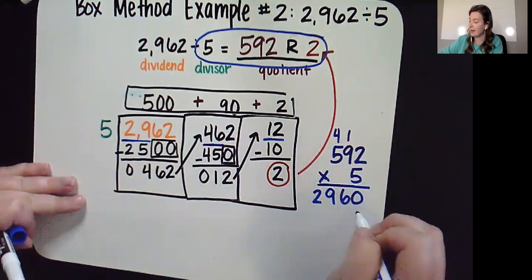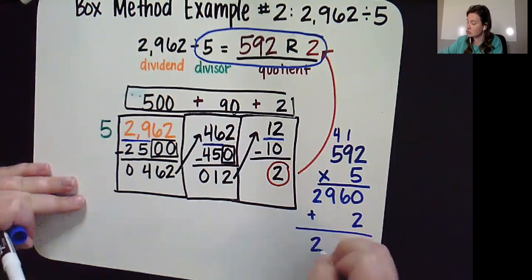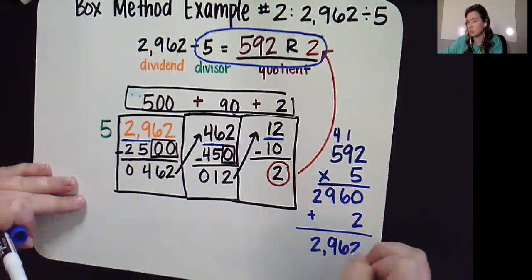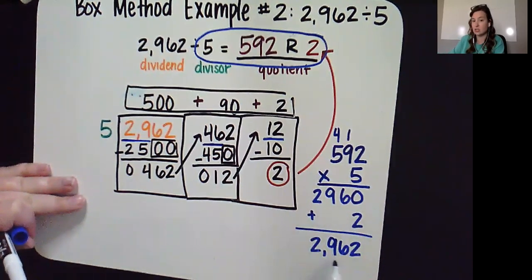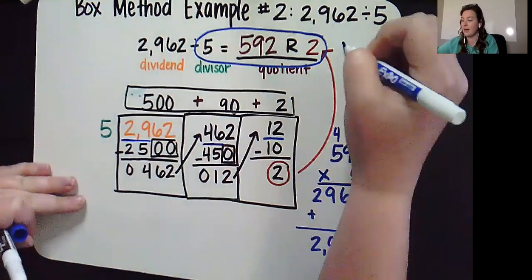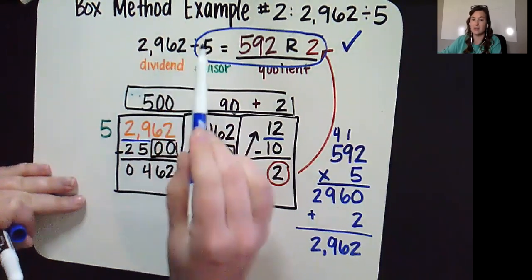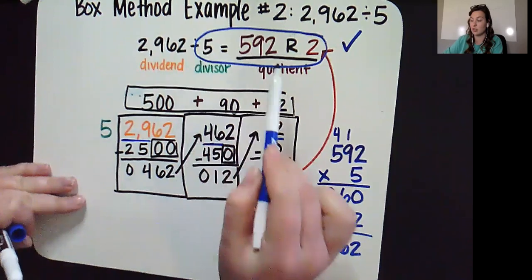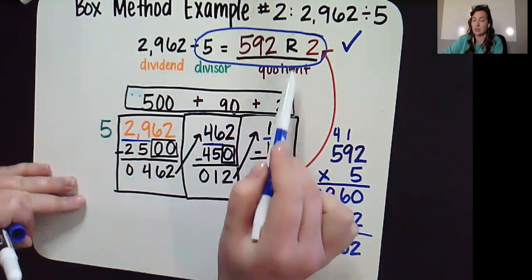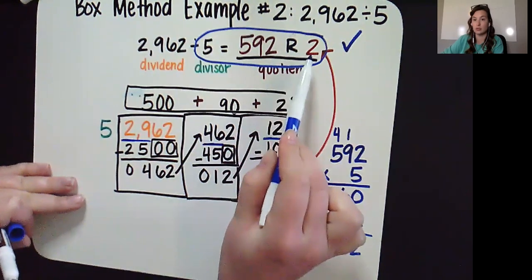And now I'm going to add my 2 in. That was my remainder. And I get 2,962. This should match our dividend, and it does. So I know that 2,962 divided by 5 would give me a quotient, or an answer, of 592 remainder 2.